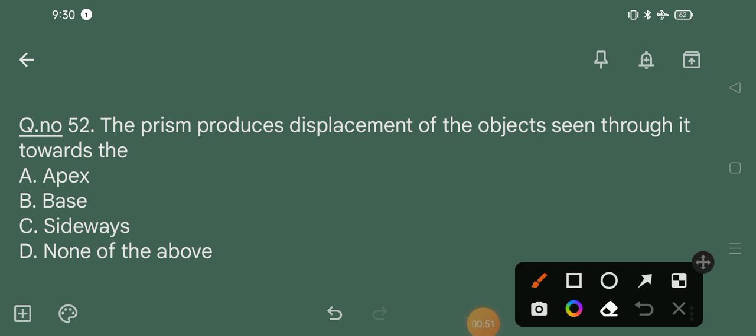Question number 52. The prism produces displacement of the object seen through it towards the option A apex, option B base, option C sideways, option D none of the above. The correct option is option A, that is apex.